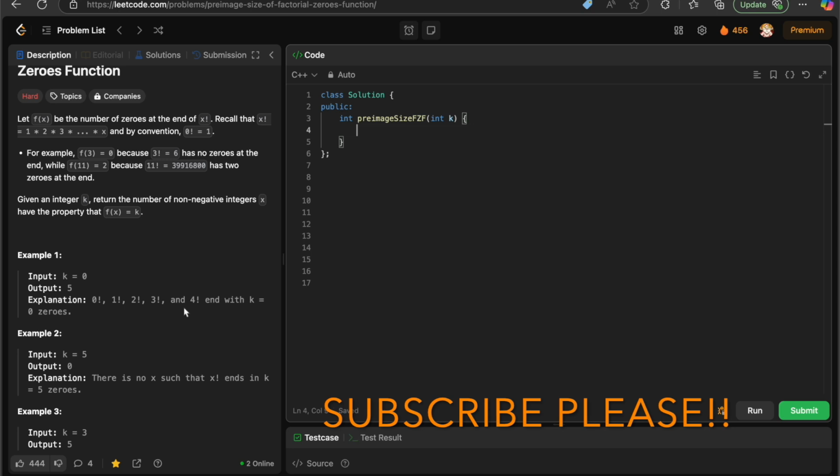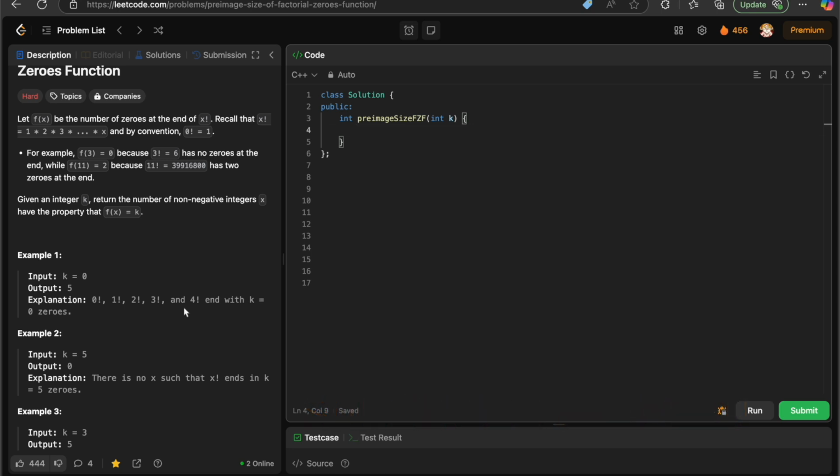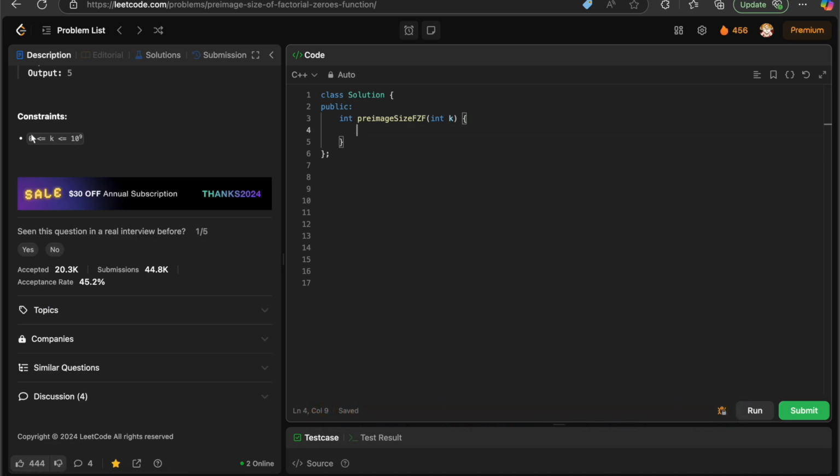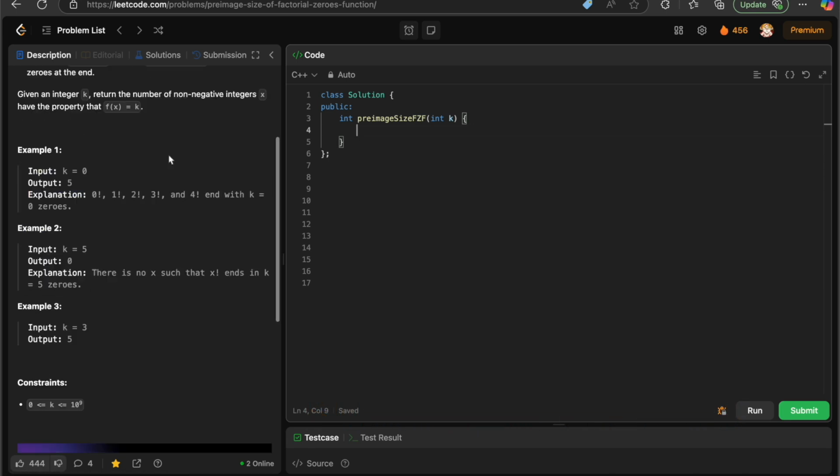One way to solve this is a linear method in which we iterate from i equal to 0 up to some larger number until we pass k. We keep counting the number of zeros at the end, and if it is smaller than k, we increment our number. If it is larger than k, we break out of the loop, and if it is equal to k, we increment our counter, and at the end we return our counter. But as k can vary from 0 to 10 to the power 9, it will give TLE.